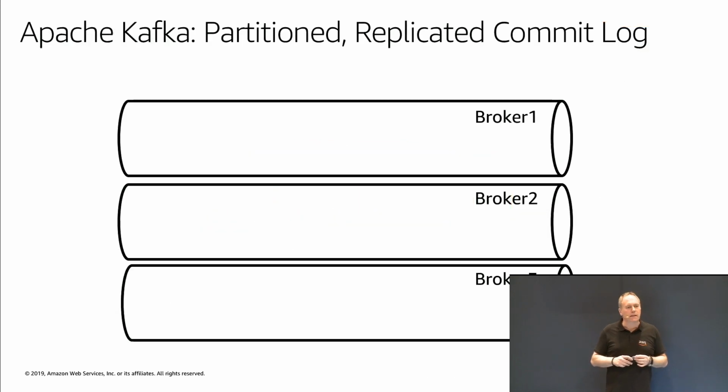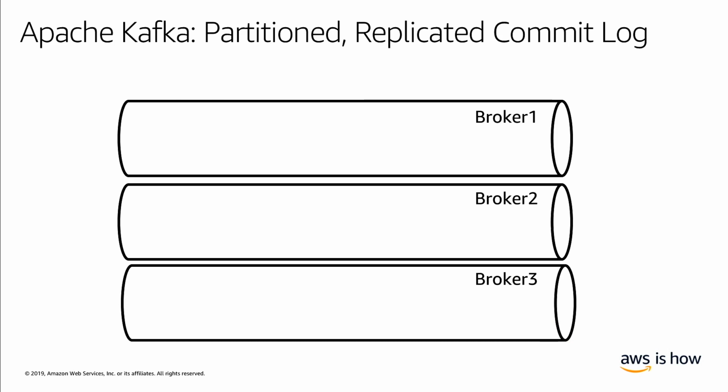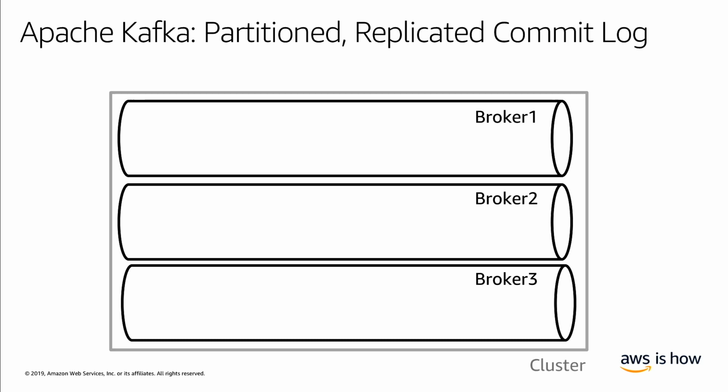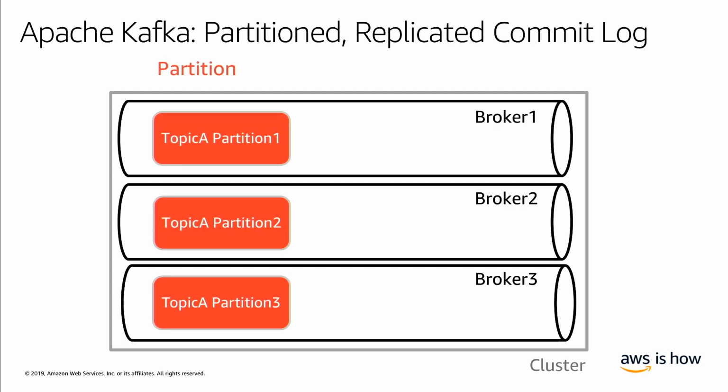Now, I told you it's a commit log, and it's not the complete truth. It's actually a partitioned, replicated commit log. It is partitioned because we want to run Kafka across different machines. That's why we have brokers on each of the machines, and we put them together in a cluster. That's why we have a cluster. And then we have topics, but it's not a single topic. The topic is partitioned. So we can partition a topic across different brokers. And here you see 3 partitions for this topic A.